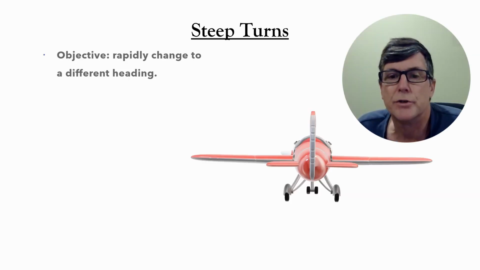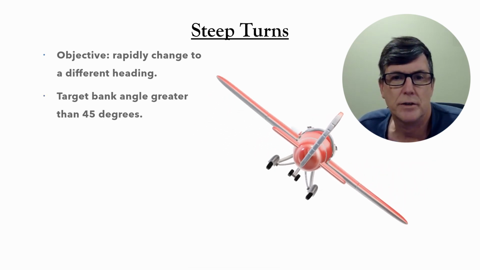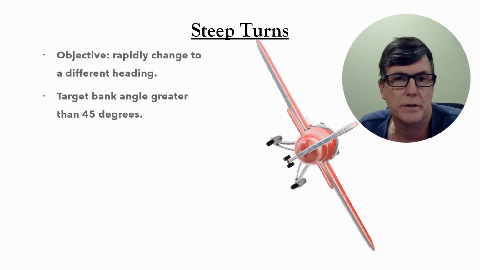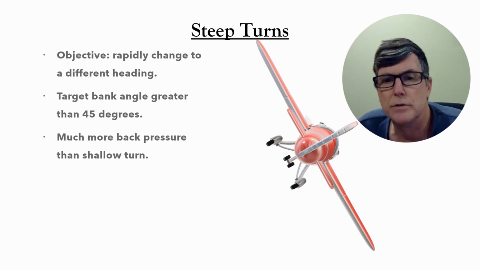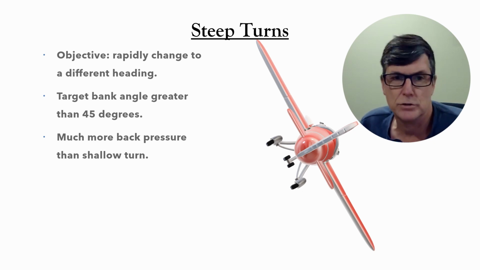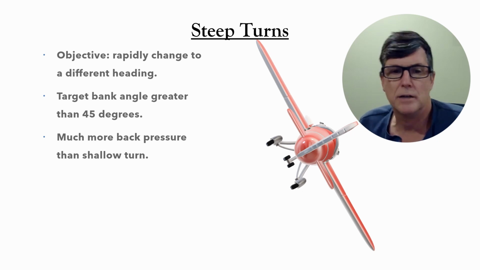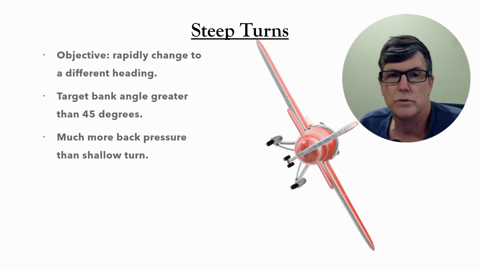A steep turn is used when you want to change heading rapidly. Any turn with a target bank angle over 45 degrees is considered a steep turn. The main difference you'll notice between a steep turn and a shallow turn is that it requires a lot more back pressure in order for you to maintain altitude during a steep turn. And during the turn, you'll notice a lot more G-forces on your body.